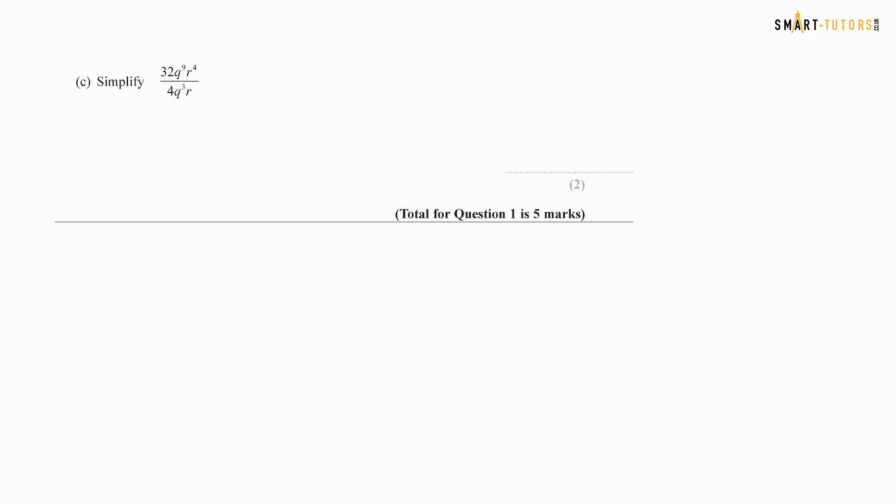There's a C part there: 32 q to the power 9 r to the power 4 divided by 4 q cubed r. So first of all, 32 divided by 4 is 8. q to the power 9 divided by q cubed is q to the power 6, r to the power 4 divided by r to the power 1 is r to the power 3. So 8 q 6 r cubed is our final answer.